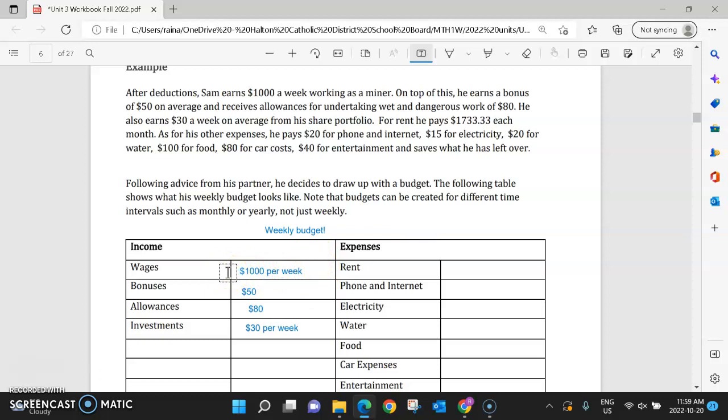In terms of his expenses, for rent he pays $1,733.33, but he pays this each month. So if I were to create a weekly budget here, I'm going to divide this number by 4, and that's going to give me $433.33. Okay, that's the only one that's per month from what I'm seeing here. Everything else on there, I'm just going to assume it's weekly.